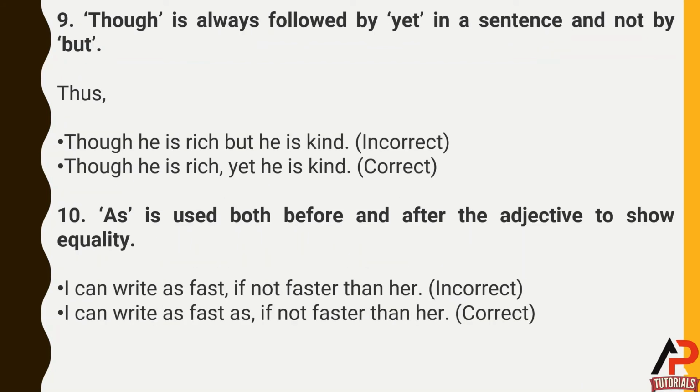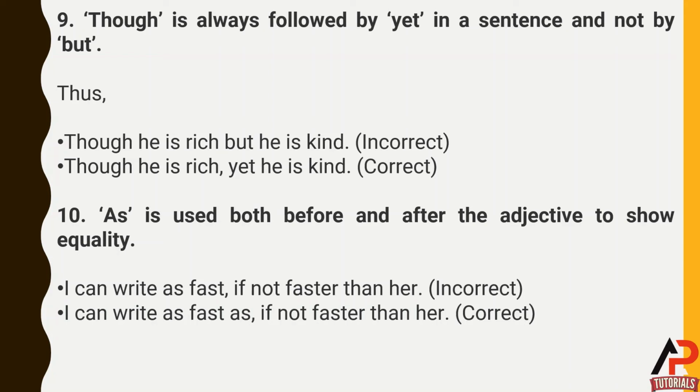Now coming to the ninth rule, though is always followed by yet in a sentence and not by but. It means that when we are using though, we use yet in a sentence, but when we are using but, we cannot use yet in a sentence. Like, though he is rich but he is kind, is incorrect because we cannot use yet with but, because it is always followed by though. So though he is rich yet he is kind will be the correct answer.